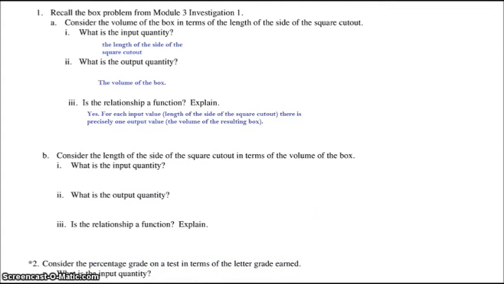Okay, moving on to part B. Consider the length of this square cutout in terms of the volume of the box. In this case, the input quantity is the volume of the box, because we've stated that it's in terms of the volume of the box. So that's the input quantity. The output quantity is the length of the side of the square cutout.